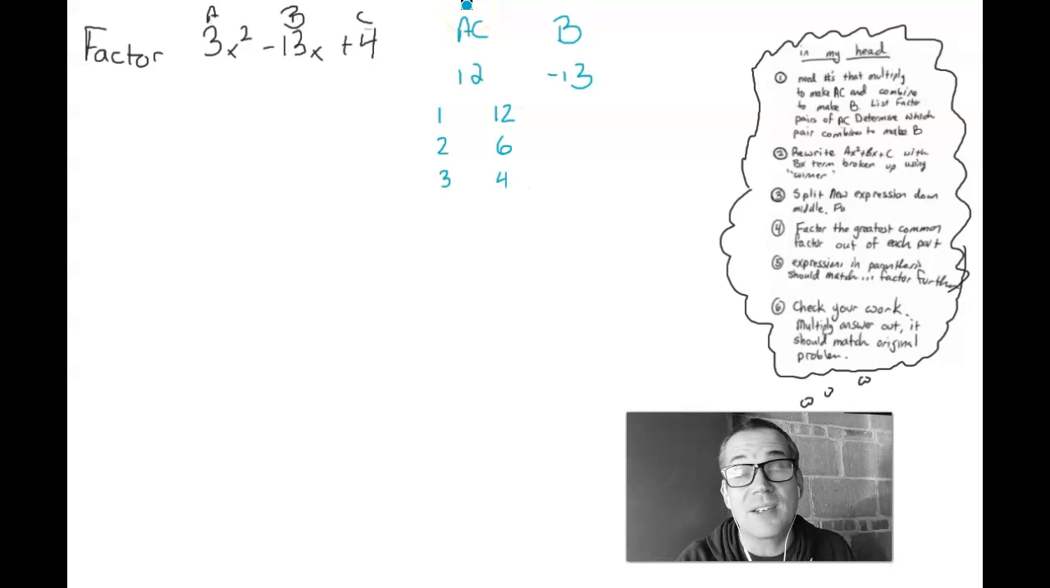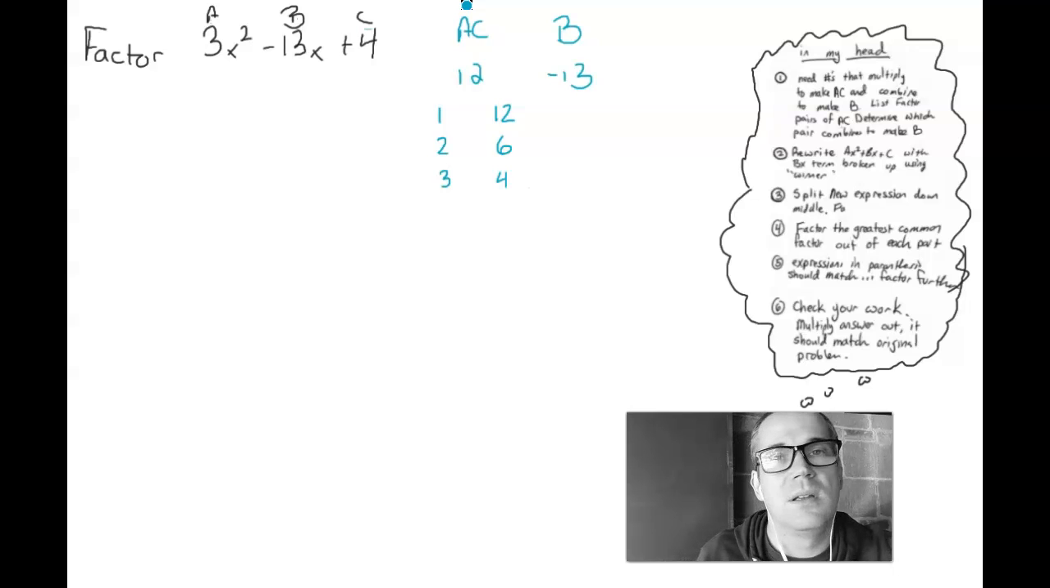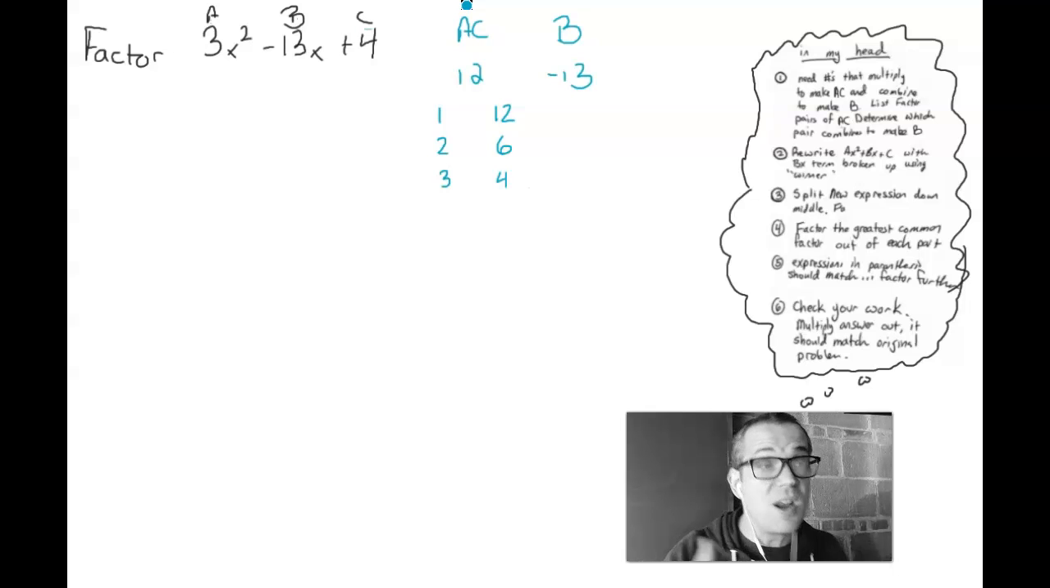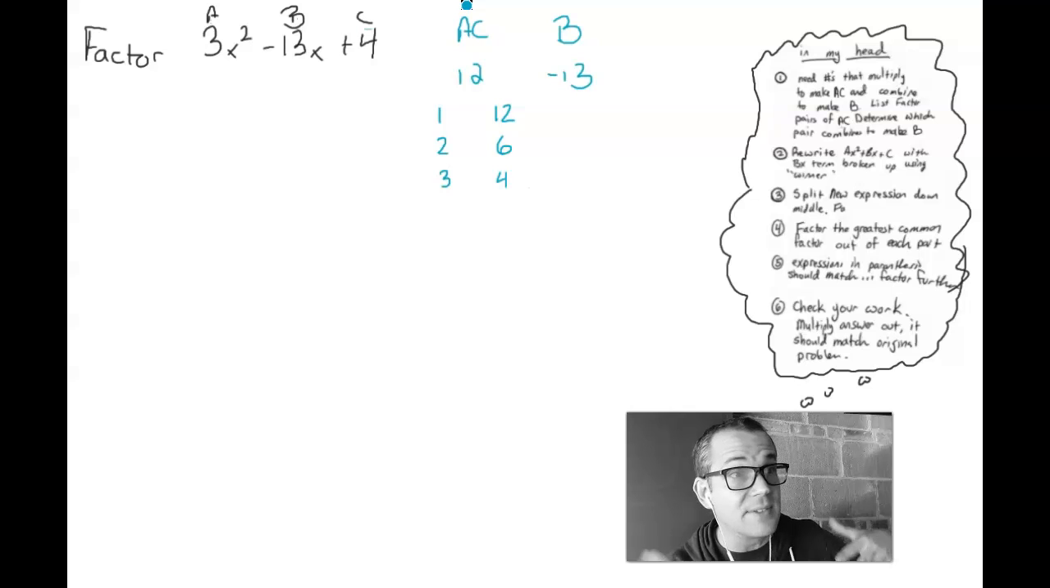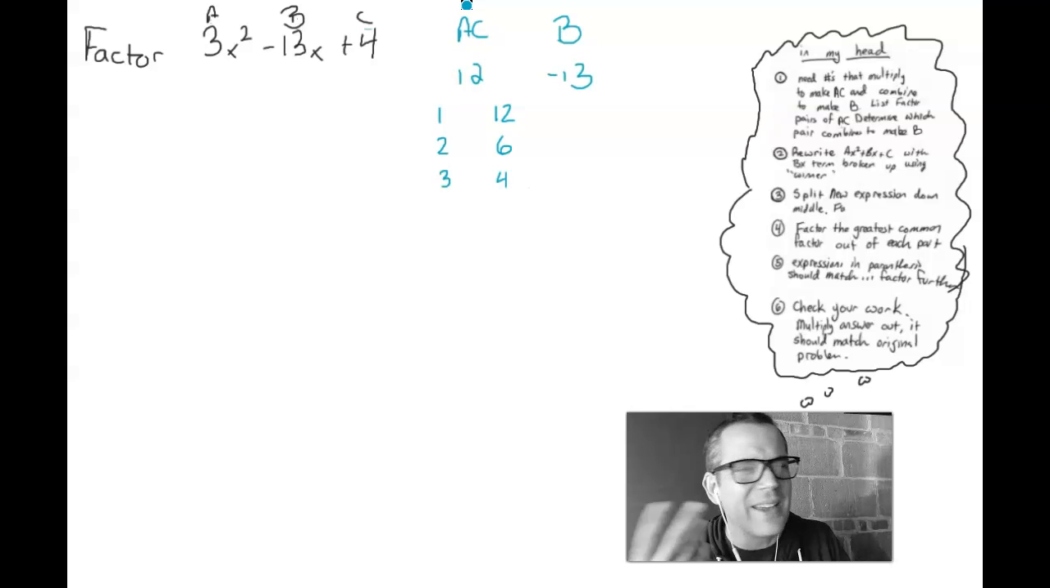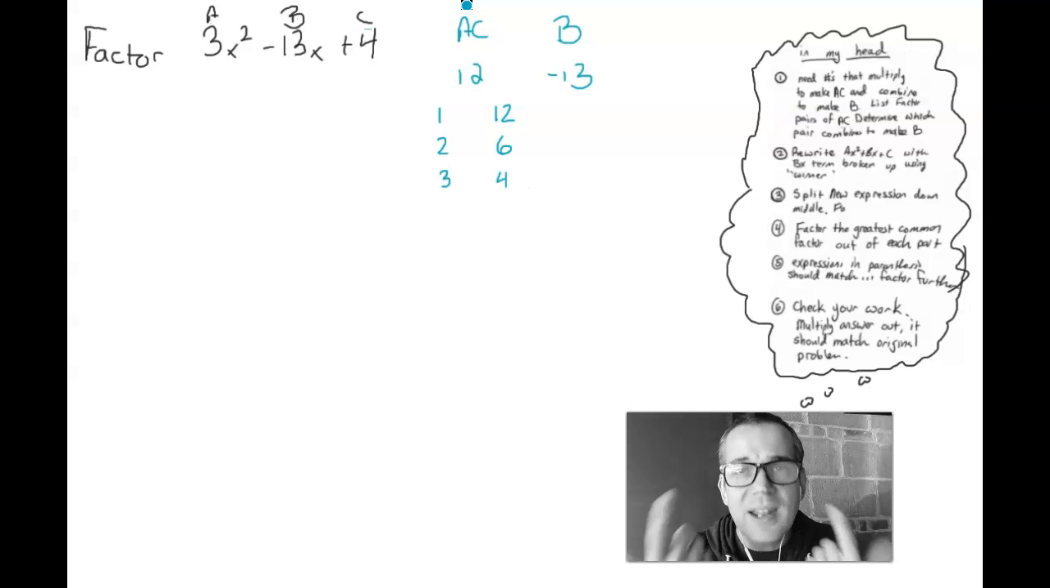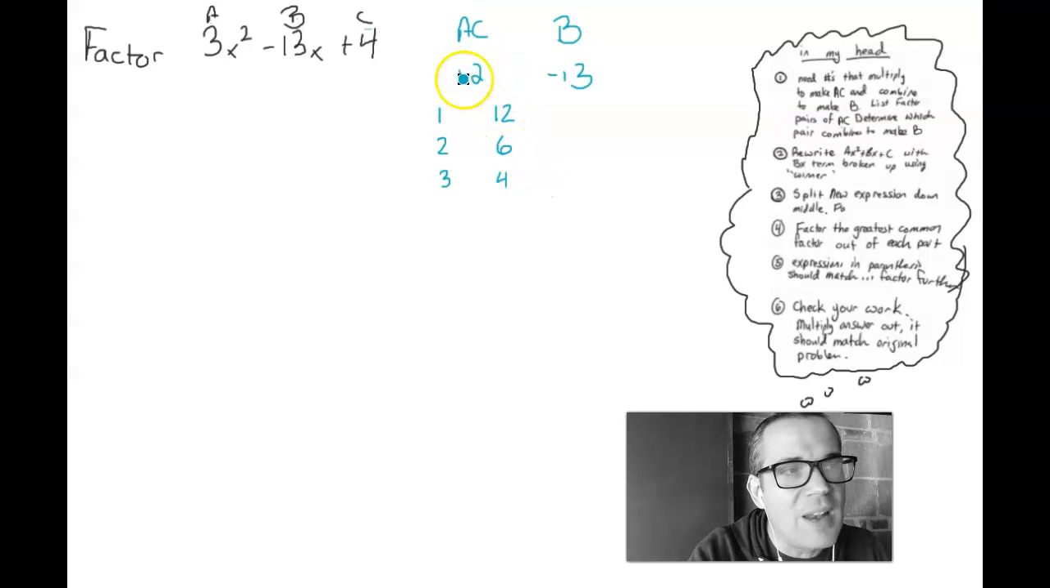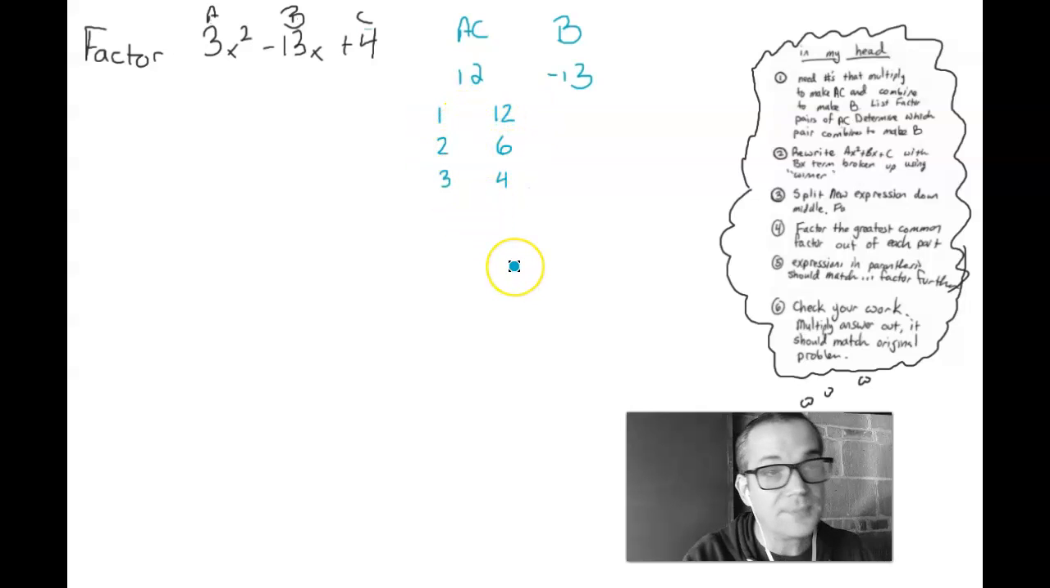If it's making positive 12, what I really know is that the signs of the numbers are the same. So they're either both positive numbers, or maybe it's two negative numbers. It could be negative 1 and negative 12, negative 2 and negative 6, negative 3 and negative 4. I'm not going to list all those, but I am going to keep this in mind. If I'm multiplying to make a positive number, these have to have the same sign. So they're either both positive or they're both negative.